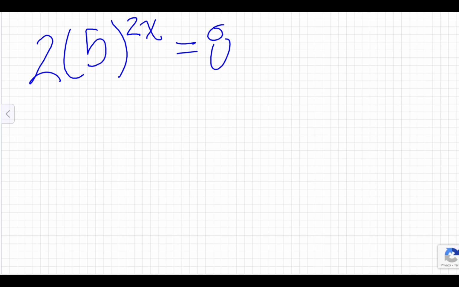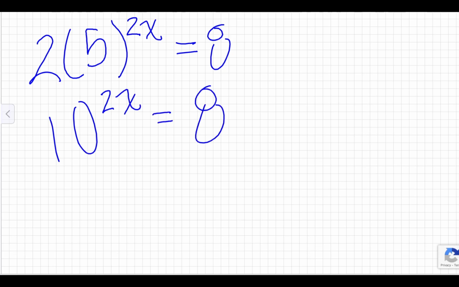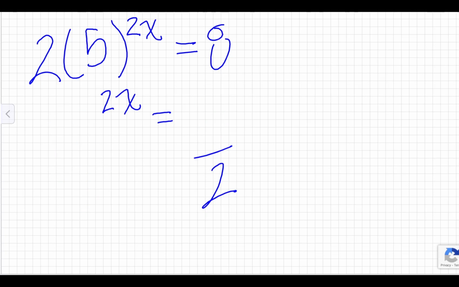So what can we do here? Well, first things first, we can multiply 2 times 5, which just gives us 10, and it's raised to the 2x, and then we equal 8. What can we do here to get a simpler, easier number? We would just divide by 2, which gives us 5 to the 2x equals 4.